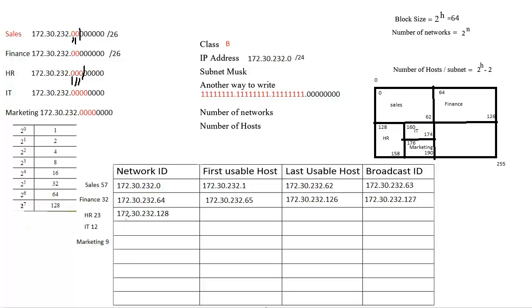What is the next network ID? For the next network ID, we need the block size. So block size is 2 to the power h, where h is the number of zeros. How many zeros did we use here? We used 5 zeros. 2 to the power 5 is equal to 32. So our block size is now 32. That means our network will be incremented by 32. So now we will add 32 to this, and that will be 160.